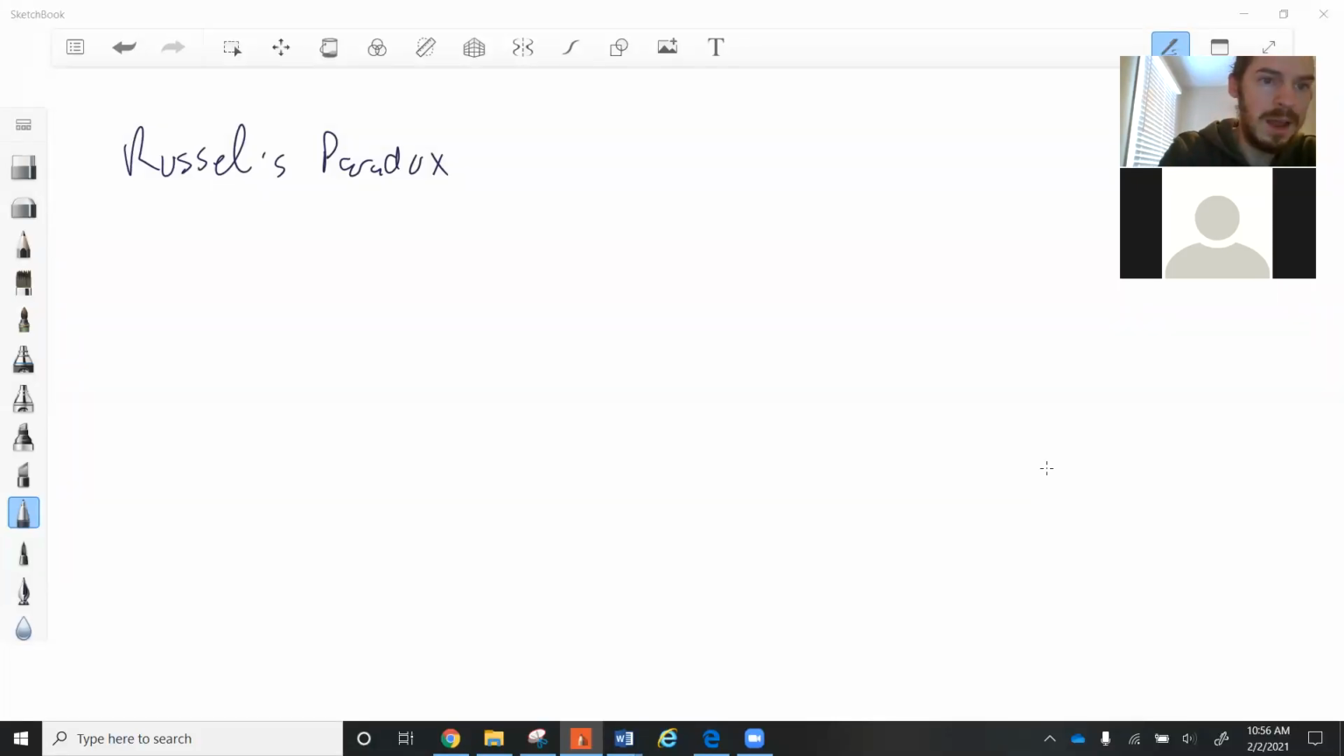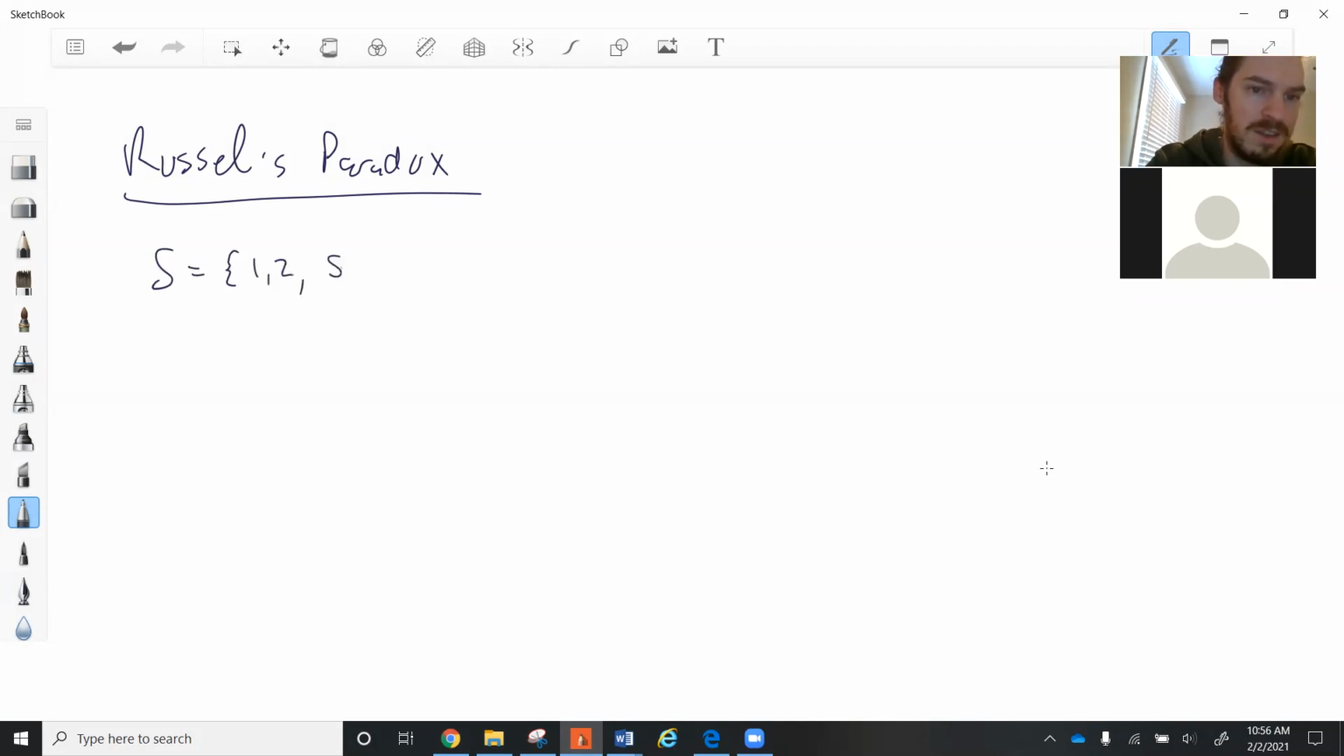Okay. All right, so Russell's paradox. It used to be the case, back before Zermelo and Fraenkel and other mathematicians fixed the problems with set theory, in what they call naive set theory, that sets were allowed to be elements of themselves. You could have a set S equal to the set containing 1, 2, and S itself, right? In this situation, S would be an element of itself, which is kind of weird, right?